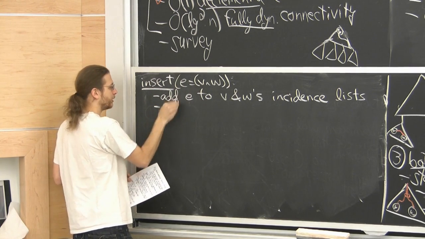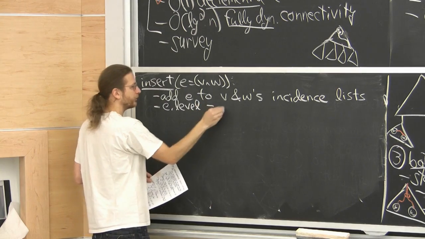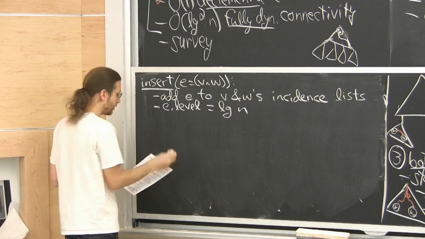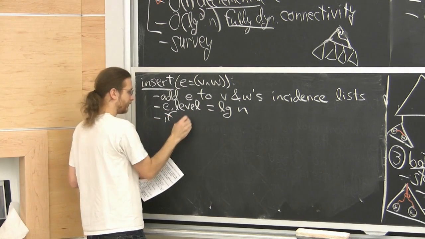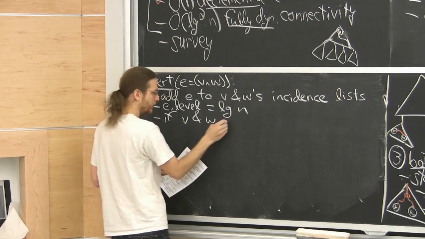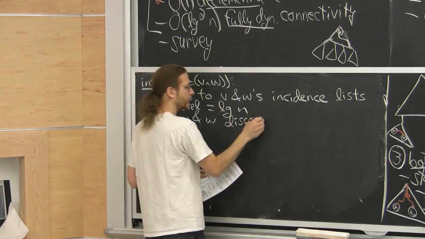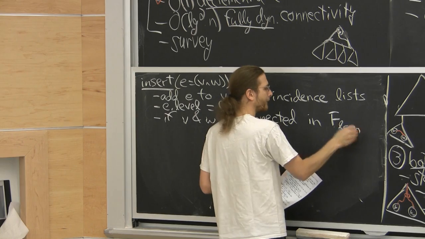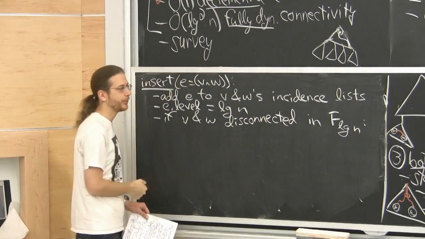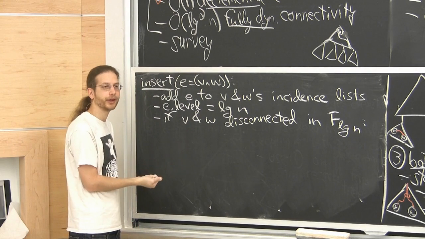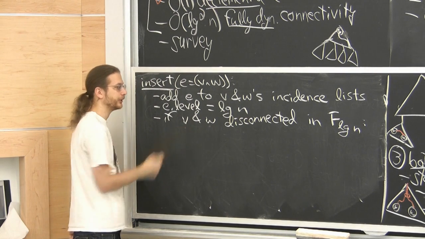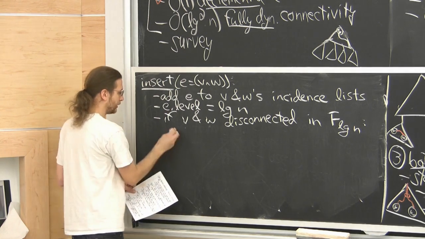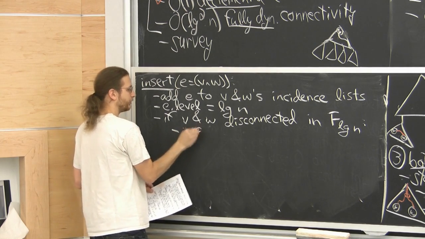Then we also set the level of the edge to be log n. That's what I said. Every edge starts at level log n. And then there's one more thing, which is if v and w are disconnected in F_log n. So we can tell that because we can do a connectivity query on F_log n. We have that as an Euler-tour tree, so we can see whether v and w are in different components. If they are, we have to merge them. So we merge them. This is what you call an edge insertion.